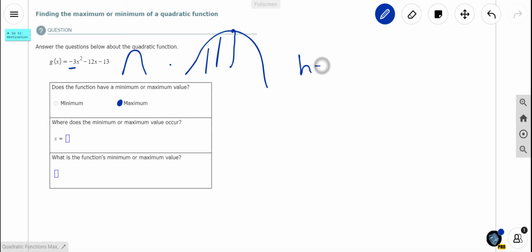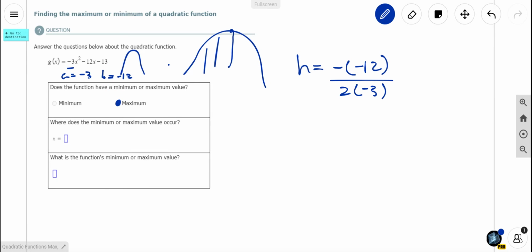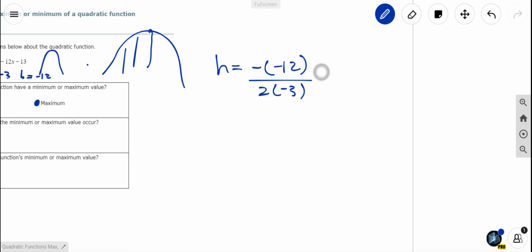So we're going to find the vertex. It's negative of negative 12 over 2 times negative 3. You are welcome to go list A, B, and C, by the way. And B is equal to negative 12 if you want. I just stopped doing it because I know it and I figured we've done it a lot by now. Okay, so we got 12 over negative 6, which is negative 2.